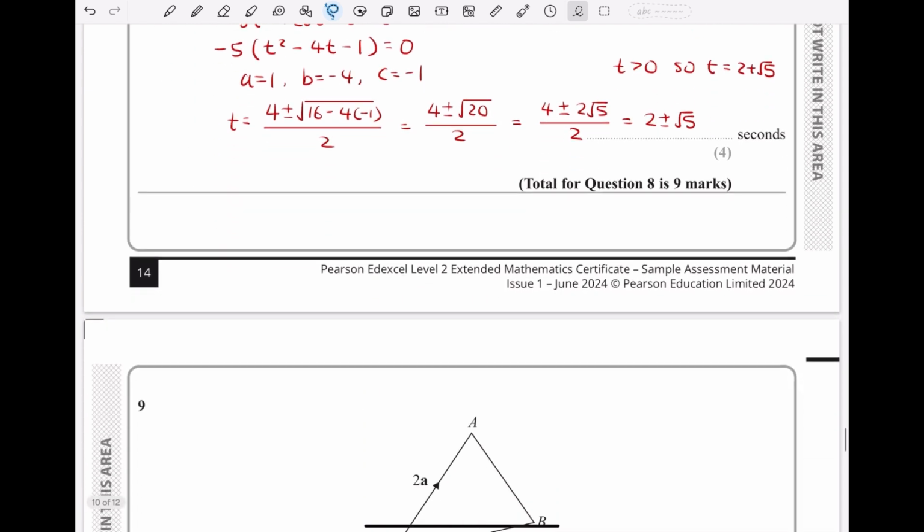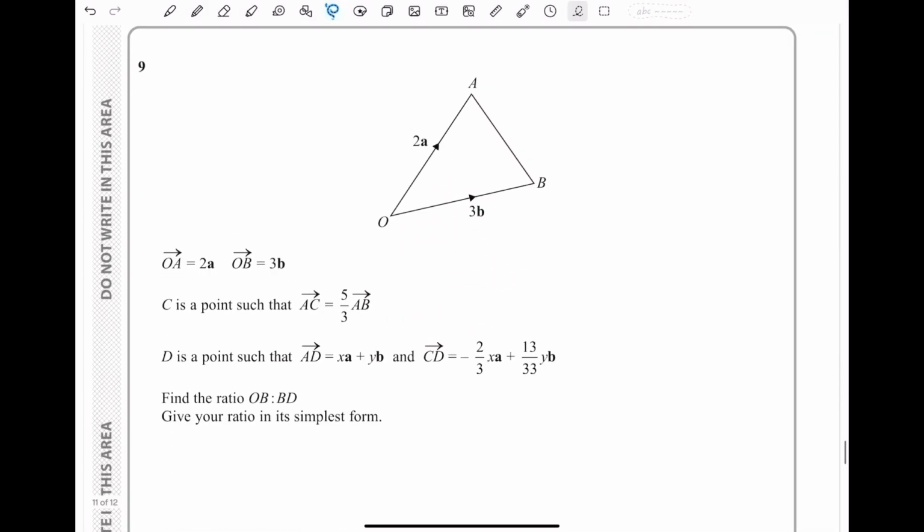Okay, so now moving on to the next question, question 9. This is a vector question. We are told that OA is 2a, OB is 3b, C is a point such that AC is 5 over 3 AB. So that means AB is divided into 3 parts, and then AC is 5 lots of that. So we can complete the diagram to show where C is. Now D is a point such that AD is xa plus yb. Now we don't know what x is, what y is. CD is negative 2 over 3 xa plus 13 over 33 yb.